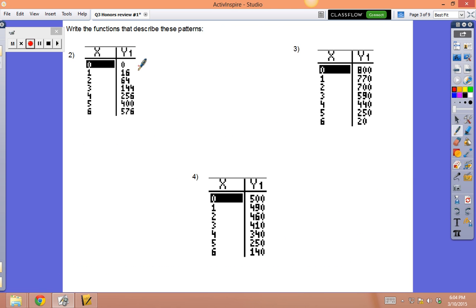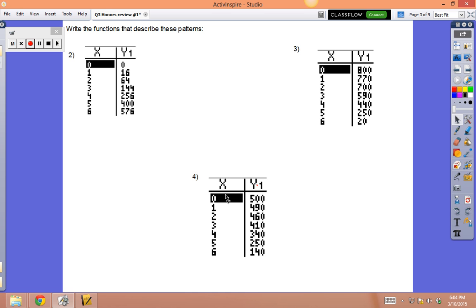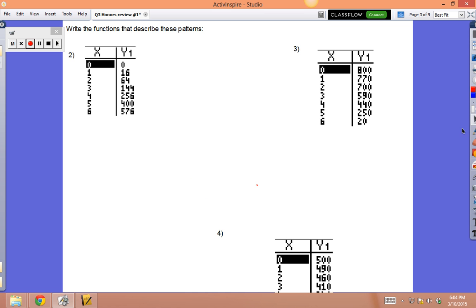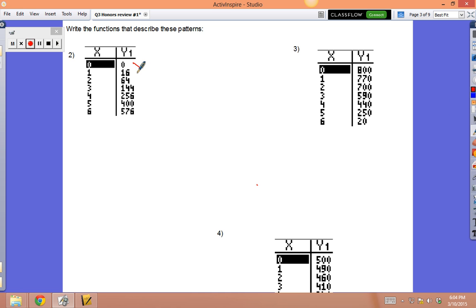Okay, 3 tables here. So let's just do 2 of them. Let's do 2 and 3, and then you can use the same strategy to find 4. Okay, 2. First you need to figure out what family of function they come from. So start breaking down the differences.